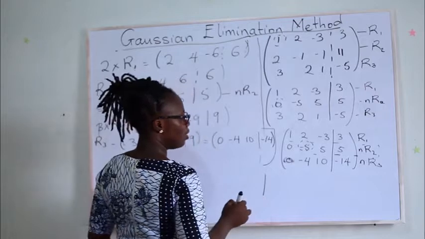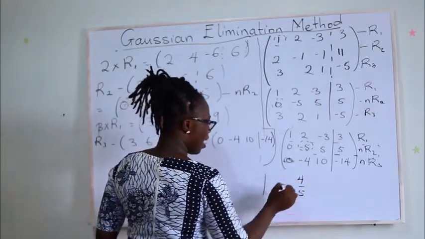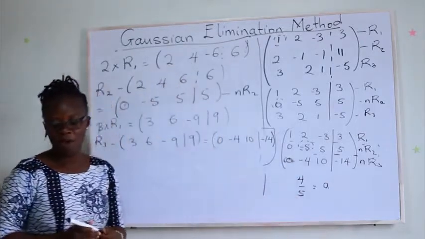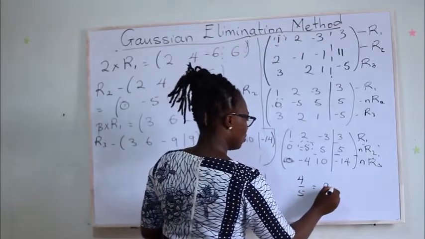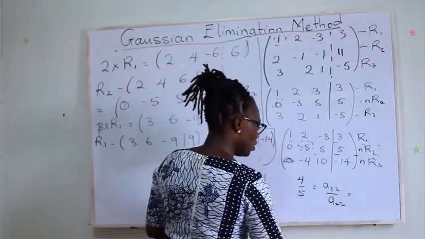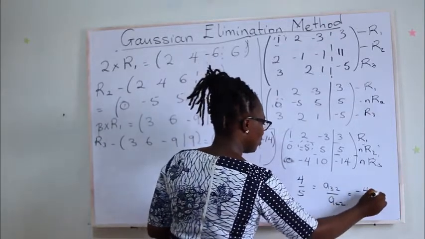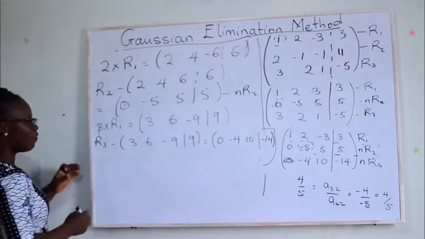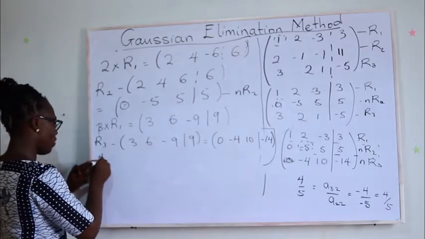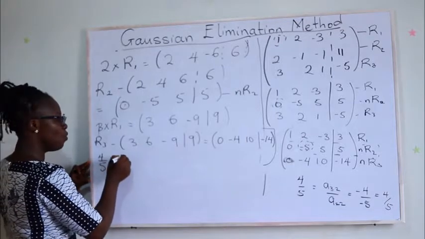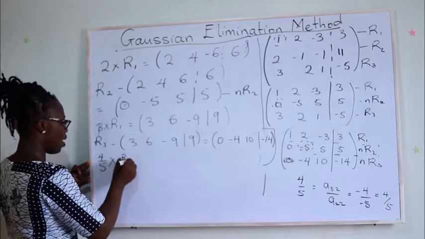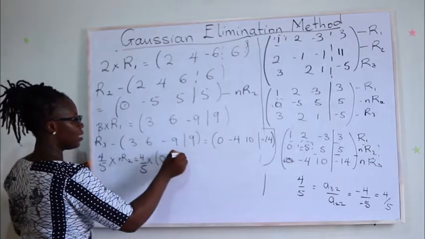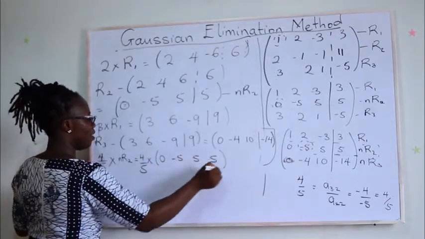4 divided by 5. So if I say 4 divided by 5, you realize that it is what? It is A32 minus A22, which is minus 4 over minus 5, which is what? 4 over what? 5. Very good. So if I do that, so I have 4 over 5, so I can multiply 4 over 5 times my new row 2. My new row 2, which is 4 over 5 times my new row 2 is what? 0, minus 5, 5, and then what? 5.